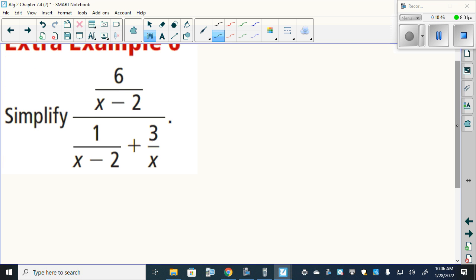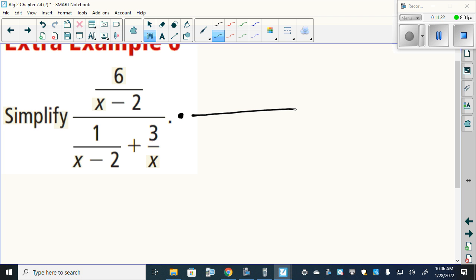So let's look at this one here. And I have a feeling we want to do it by method 2, not method 1. So we do have 3 denominators in this complex fraction, yes? One of them is x minus 2, another is x minus 2, and the third one is x.